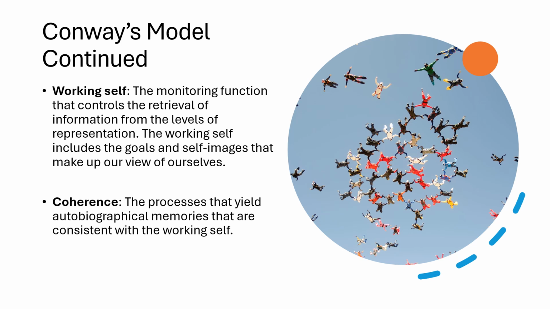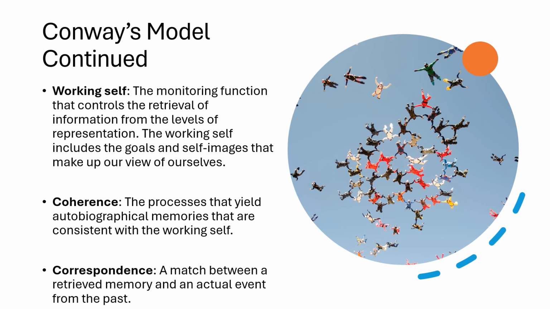With respect to autobiographical memory, the working self functions to keep two features of memory intact: coherence and correspondence. Coherence means that processes that yield autobiographical memories must be consistent with the working self. For example, if one's working self includes the image of oneself as an animal lover, the working self will work to yield coherent autobiographical memories of instances in which one was kind to animals, right? So when this aspect of yourself is invoked, you'll recall the time that you stopped to help a turtle cross the road, and not the time you actually ran over a rabbit, right?